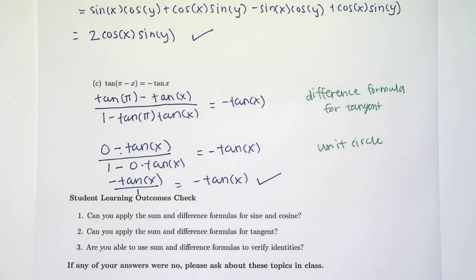So how do you feel about this section? Can you apply the sum and difference formulas for sine and cosine? You will need to know these on your own for the test. Can you apply the sum and difference formulas for tangent? Are you able to use the sum and difference formulas to verify your identities?